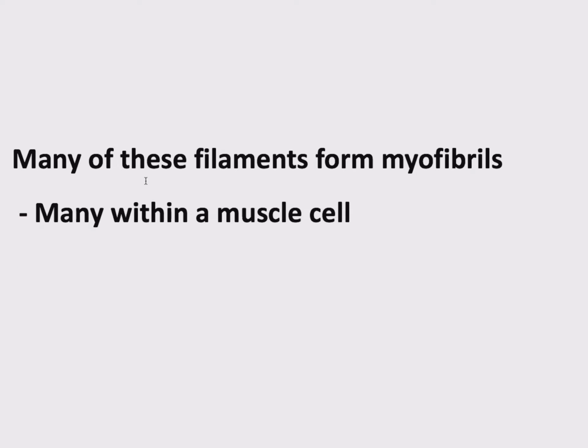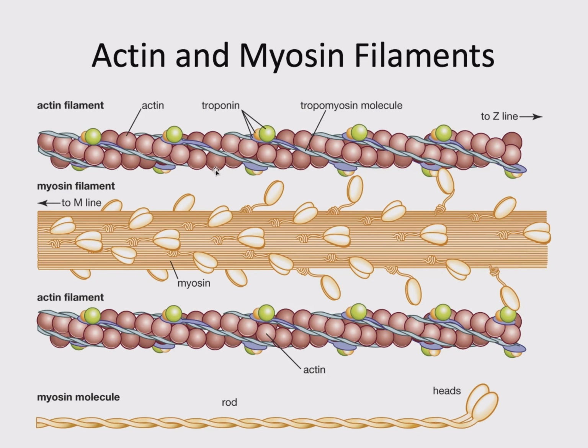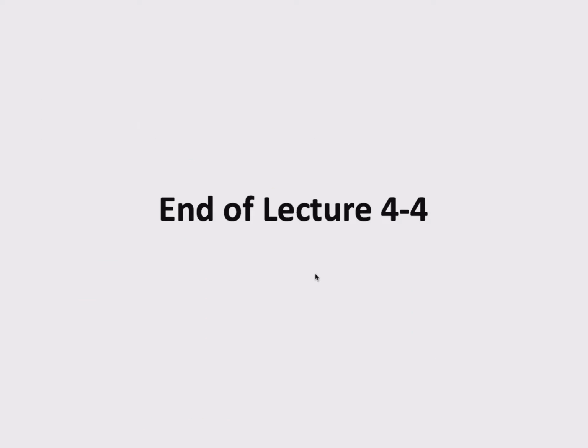So many of these filaments, actin and myosin, come together to form myofibrils, and there are many of these within a muscle cell. The actual movement here, when you want to talk about how a muscle contracts, has to do with how these two filaments interact with one another. Unfortunately, I typically run out of time in this lecture before I can talk about that, and I definitely don't want to have to rush through this. So this is going to be our cutoff, kind of a cliffhanger here. We will talk about how muscles actually work and how they contract in the next recorded lecture, but this is the end of 4.4.